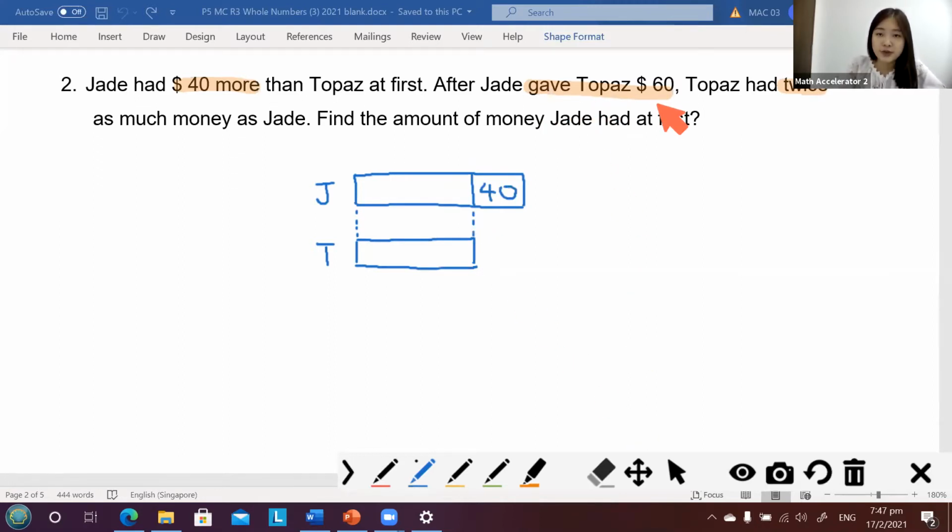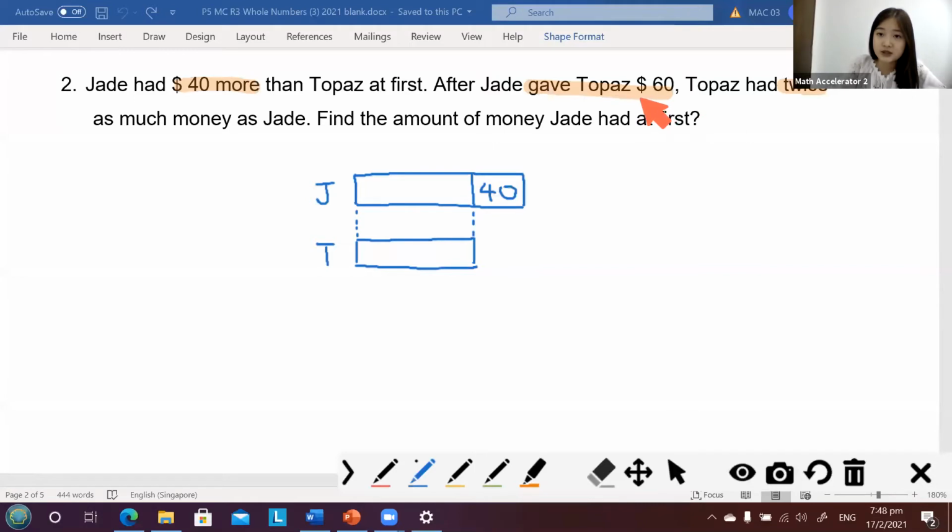After Jade gave Topaz $60, Topaz had twice as much money as Jade. Okay, so Jade is giving Topaz $60, and then Topaz now has twice as much as Jade. So this $60, okay, it's not so straightforward here compared to question 1. Jade is the one giving to Topaz. So if you look at the extra that she has, is it enough to give to Topaz?